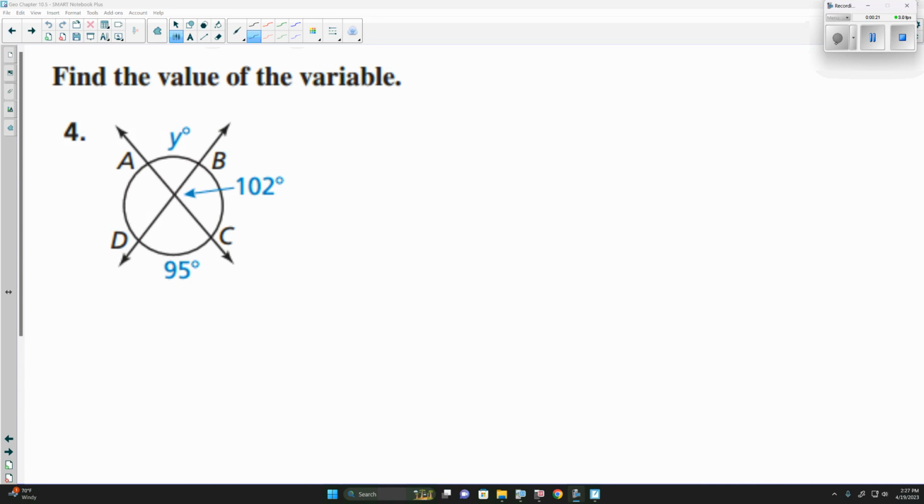So this here is the problem that we're starting on. We finished with the one before it, so we're going to get started with this one here. We want to find the value of the variable, and for this one we're trying to find the value of y. Now this angle here, these two here are vertical, but this angle is going to equal half the sum of the two arcs that it's connected to. So that would be y plus 95.